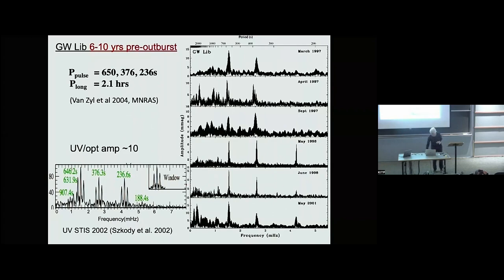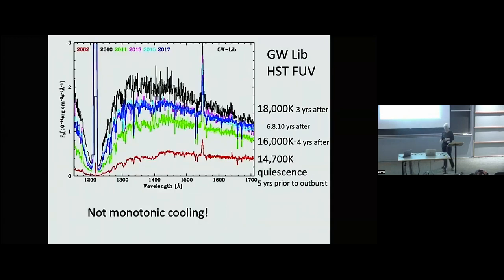The outburst went off. We've got HST data. We couldn't get it right away. We got it starting at 3 years past. Top spectrum there, bottom one is red. That's quiescence. The temperature is 14,700. At outburst, 3 years past outburst is the black. It went up to 18,000. It's expected. Then at 4 years after, it's the green. It went down to 16. It was cooling. That's all normal.